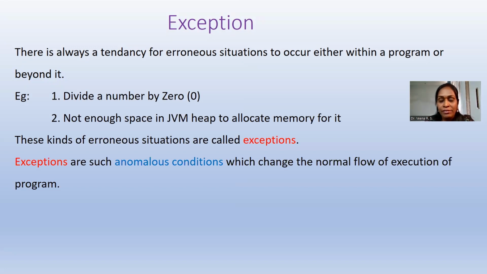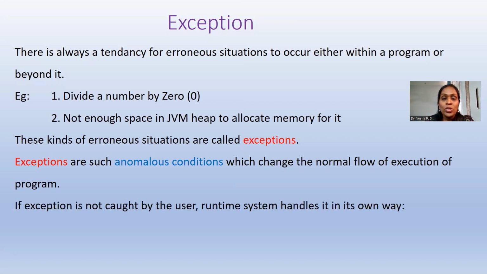Just now, as I have told you, the program started executing. In between, it reaches some erroneous situation, which changes the normal flow of execution of the program and terminates it, which can also be stated as abnormal termination of a program without executing it successfully. Those anomalous conditions are called exceptions. And if the exception is not caught by the user, the runtime system handles it in its own way.